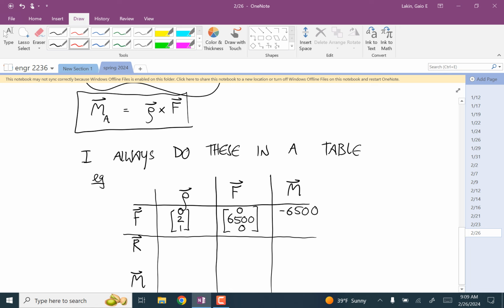And then for the y component, cross out the y stuff, and do the same thing with the cross product, but y always has to be a little different, so it's the negative in this case. So it's going to be 0 times 0 minus 1 times 0, then the negative of that, so that's just 0 in this case. And then for z, cross out the z components, 0 times 6,500 minus 2 times 0. So 0.